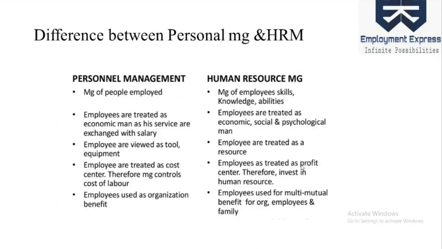In HRM, we see mutual benefits, organizational benefits and employee benefits, and they are also related. They are like family relations, family benefits. But in personnel management, we only see the organizational management. We don't see their families, their relations, and other things. So basically, that's the difference between personnel management and HRM.